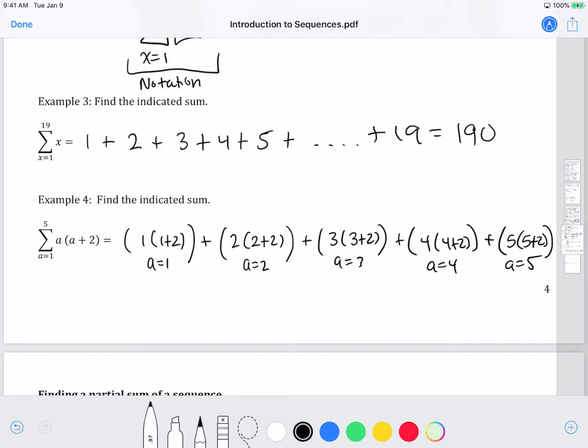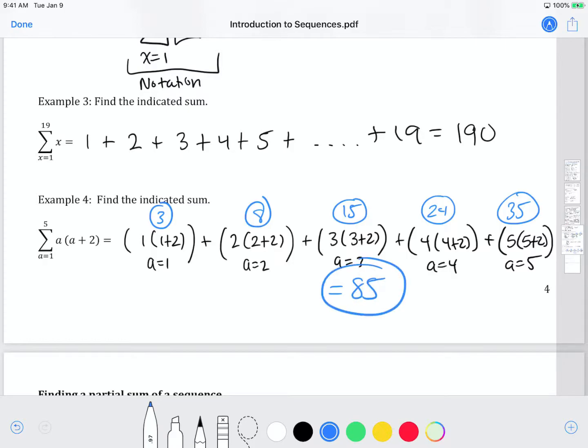So here I have, in the first parentheses, 1 times 3, which is 3. In the second parentheses, I have 2 times 4, which is 8. In the third parentheses, I have 3 times 5, which is 15. In the fourth parentheses, I have 4 times 6, which is 24. And in the last set of parentheses, I have 5 times 7, which is 35. And now I have to add up all of those values. So I take 3 plus 8 plus 15 plus 24 plus 35. When I add those all up, my final answer is 85.